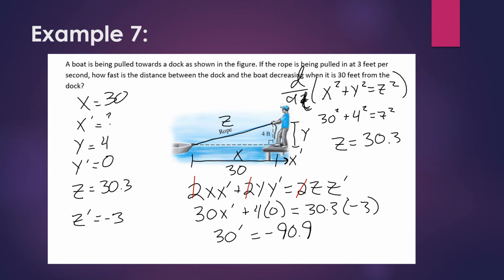90.9 divided by 30 is going to give me, I forgot my x prime. My x prime is going to give me 3.03, and it's negative. So my x is decreasing by 3.03 feet per second. But the answer here should actually be positive. It asks, how fast is the distance between the dock and the boat decreasing? It's decreasing at a rate of 3.03 feet per second.